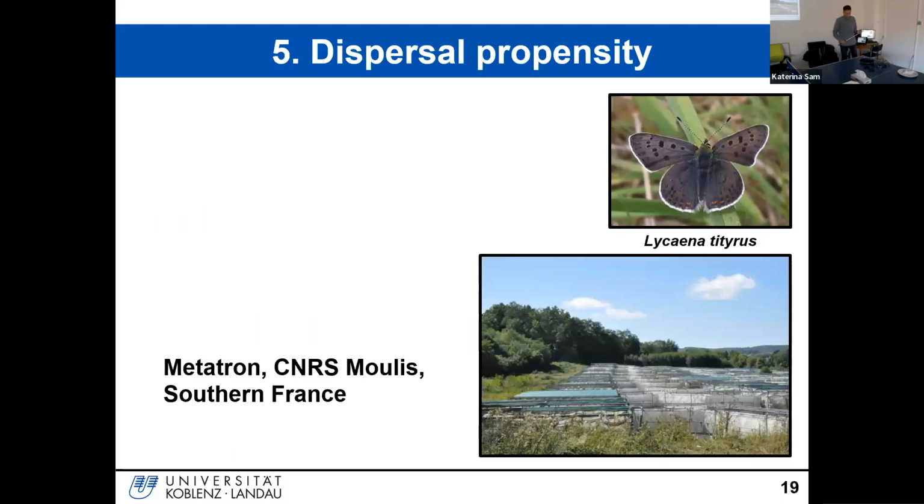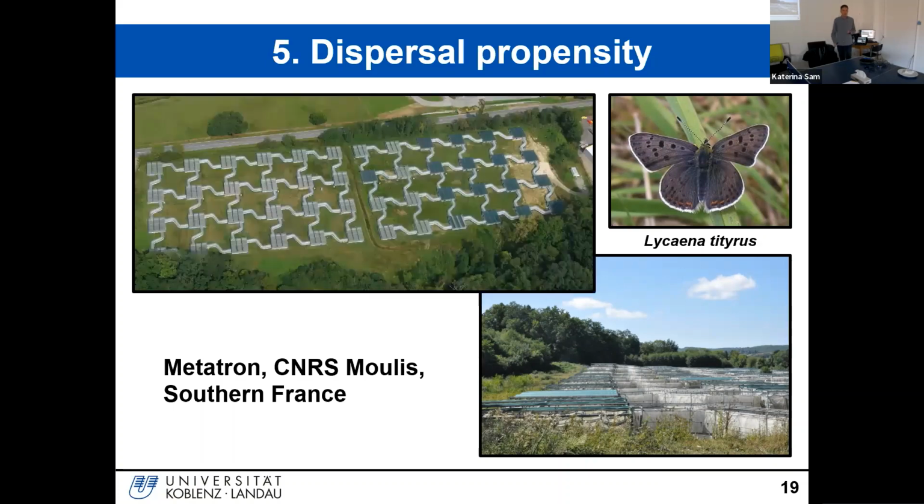So, all right, still we were wondering, what does it tell us? Okay, we went from a bottle to a climate cell, which should be an improvement, but maybe we can do even better. And then we went to southern France, which is a fantastic location to study dispersal. We went to the so-called Metatron. All these are cages, and all these cages are connected by dispersal corridors. So this is what this fantastic place looks like.